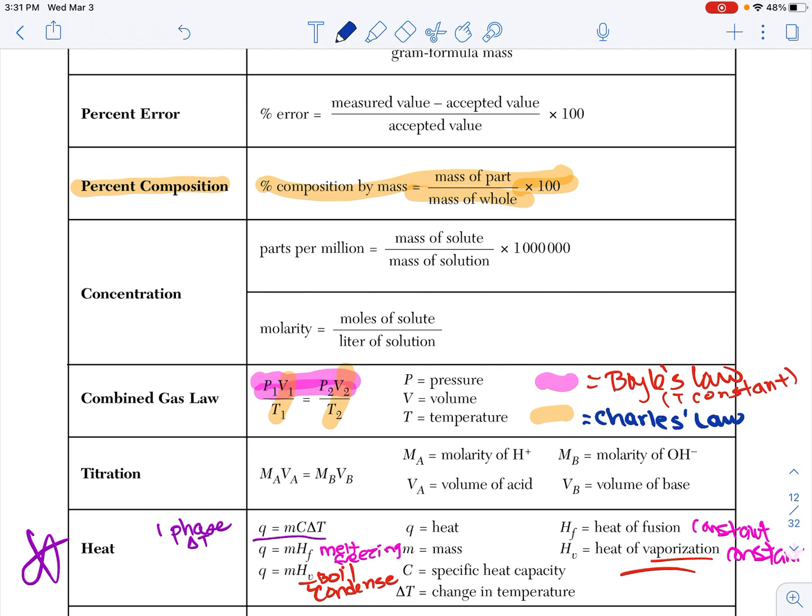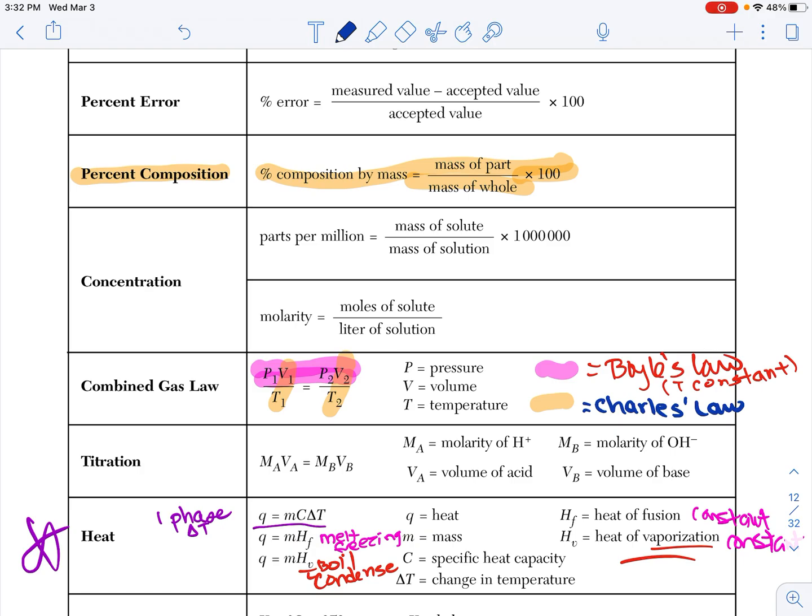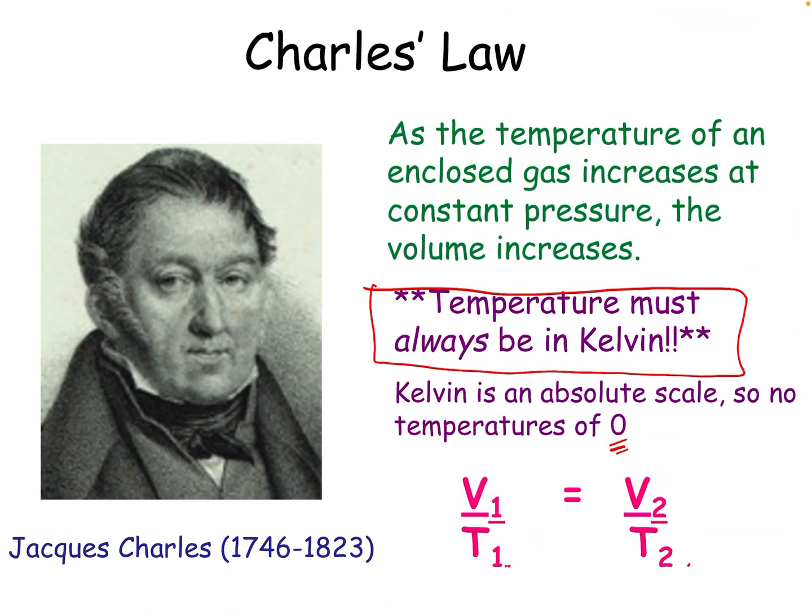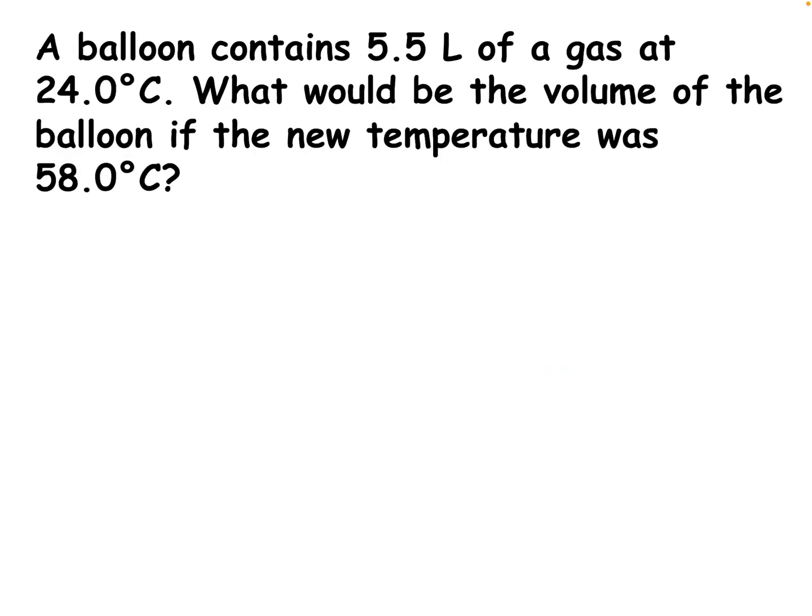So volume over temperature, and they are going to increase at the same rate. It's a direct relationship. So as one goes up, the other goes up. As one goes down, the other goes down. Okay? So here we have some questions.